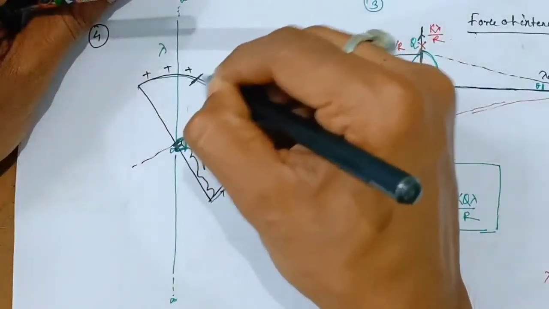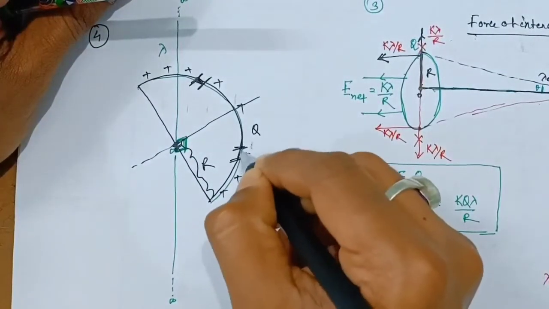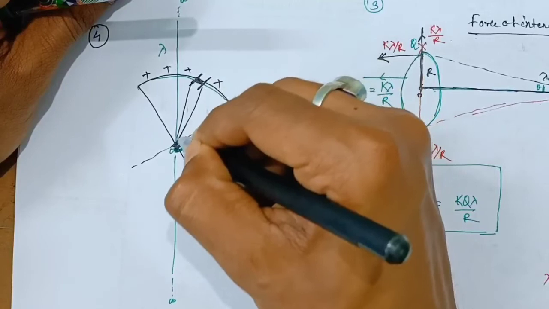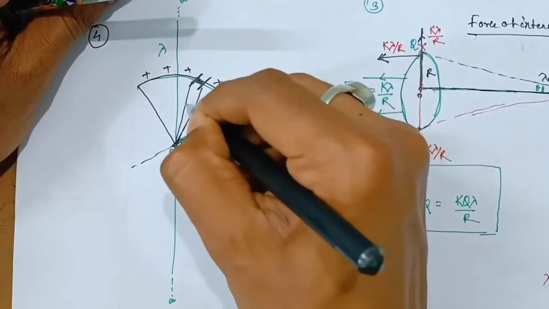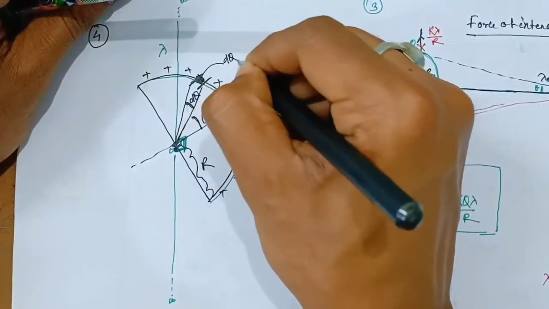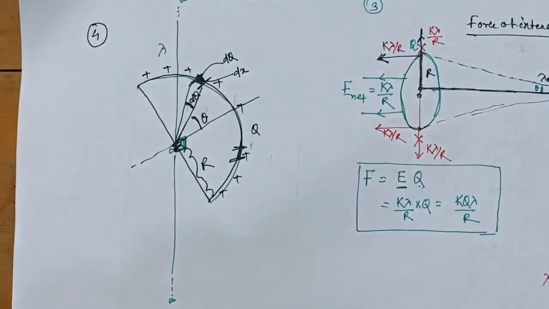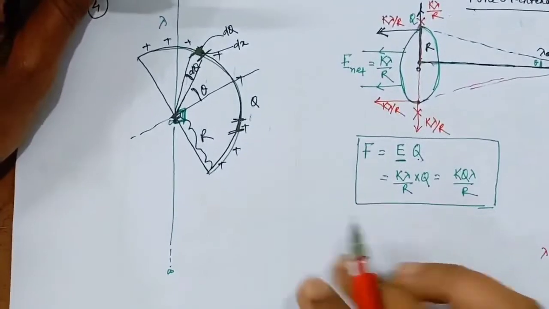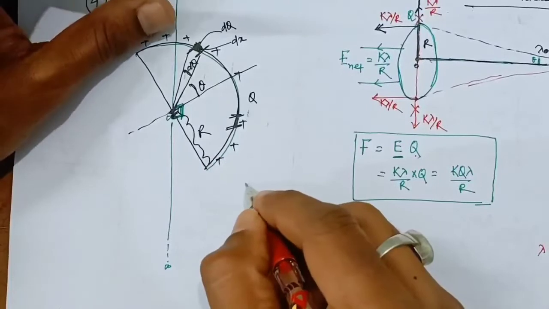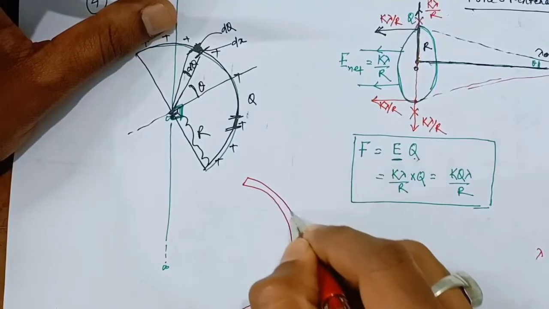I will consider a small element here. I will consider also a small element here. First think about this small element. From theta to d theta, I will consider a small element having charge dq and length dx. This is a very important concept. A student has to think about it. Let me redraw because this diagram is not clear from the student perspective. I want to draw it in a better manner.